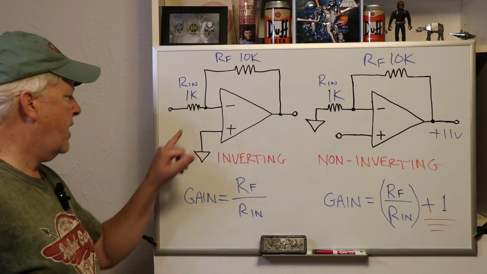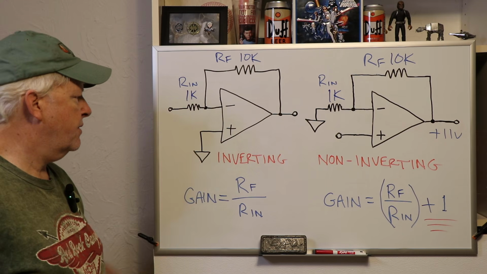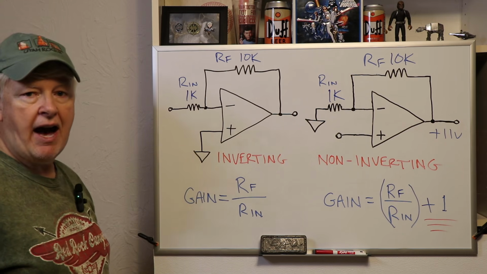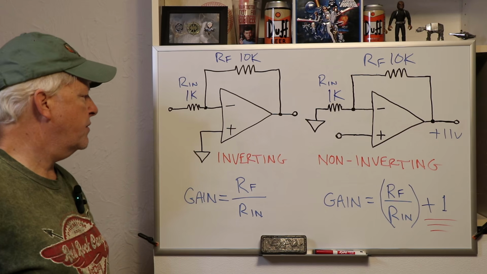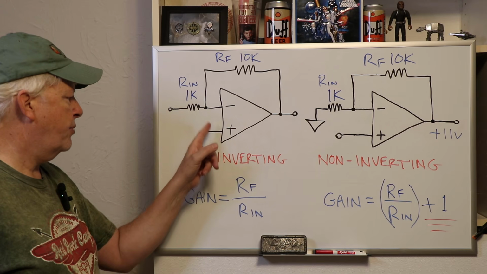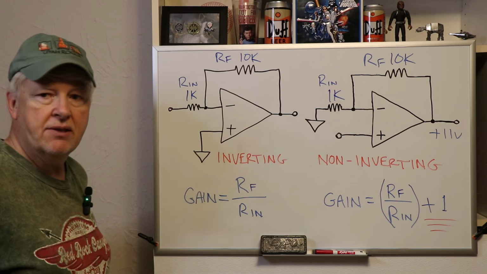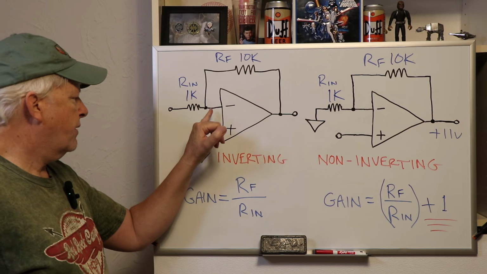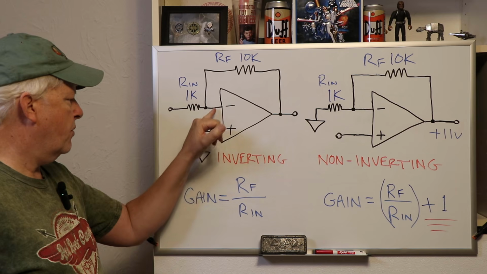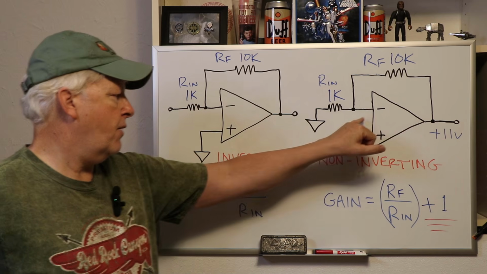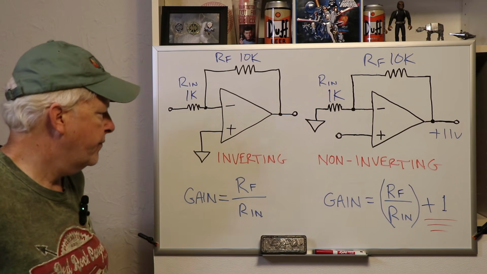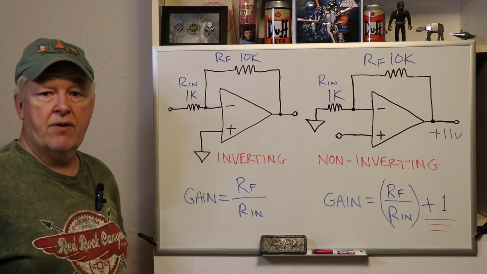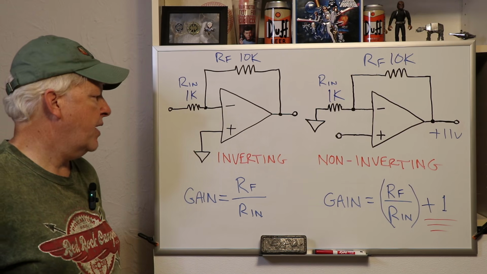The first rule is that the input impedance is very high on op amps, and for an ideal op amp, the input impedance is infinite. So that means that there will not be any current flow. There's no current flow into or out of either the inverting or the non-inverting input.